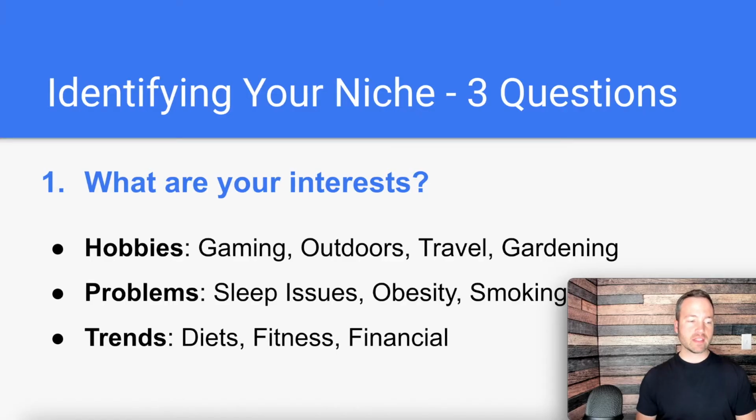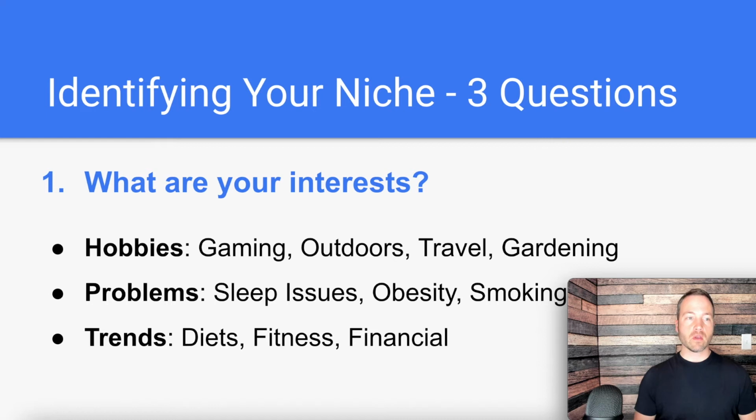Okay, so let's get into defining your niche. Okay, super, super important. Not difficult to do, just something that's important. We want to make sure we get done. So 3 questions you're going to ask yourself. Okay, what are your interests? All right, so just wrote down some examples here for you. You could think of hobbies, right? Gaming, outdoors, travel, gardening, use your imagination, whatever hobbies you may have. You can address it from a standpoint of problems.